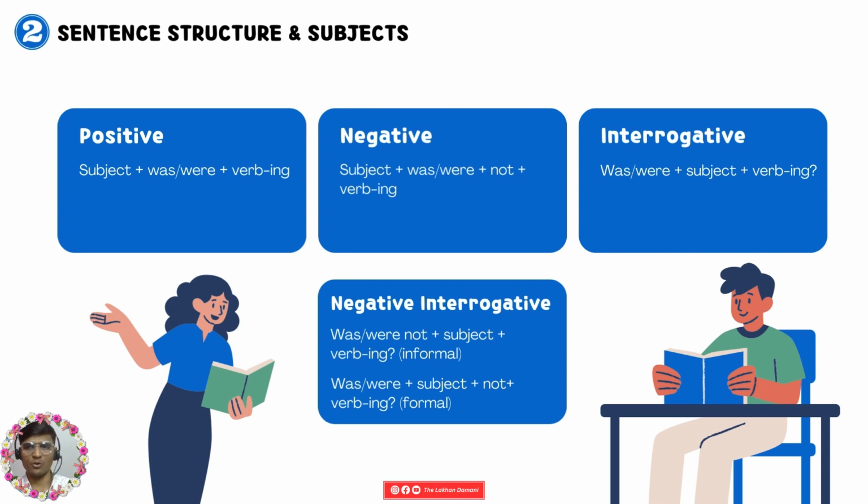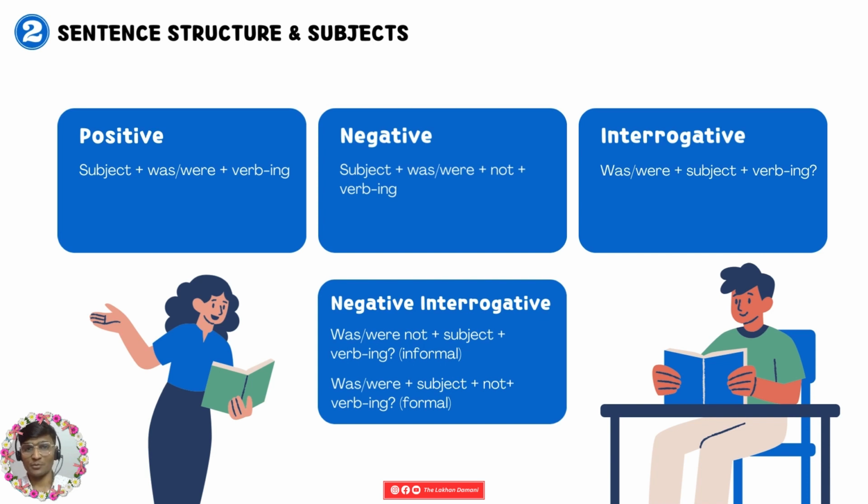So ing is very important. Verb ing: first the base form of the verb plus ing. Another word we use is present participle. Present participle means verb plus ing. That's it. And for negative interrogative, you're going to use two different ways, formal and informal. Informal: weren't they, wasn't she, like this. But when we talk more formally: was she not helping you? This is more formal.